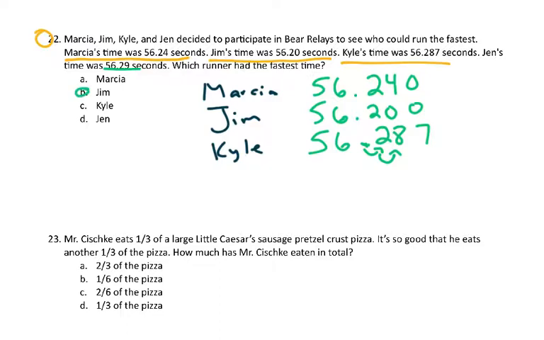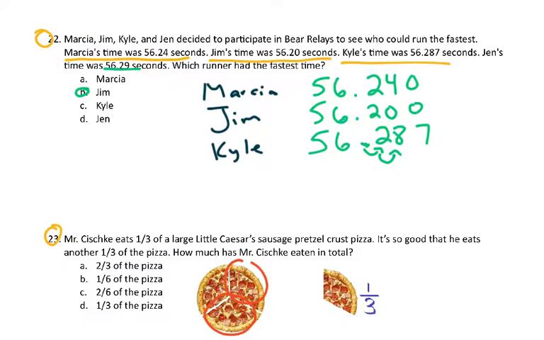About me eating a pizza, it says I eat 1/3 of a large Little Caesar sausage pretzel crust pizza, the best pizza of all time. And it says it's so good that I eat another 1/3 of a pizza. So this is a pizza cut into thirds. 1/3 plus 1/3, that's going to always be 2/3. But just one more way to look at it. Here's 1/3 of a pizza. If I add another third, then I will have eaten 2/3. Since it's asking how much I've eaten in total, I've eaten 2/3 in total.